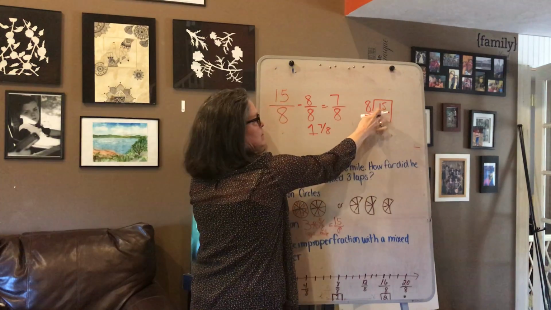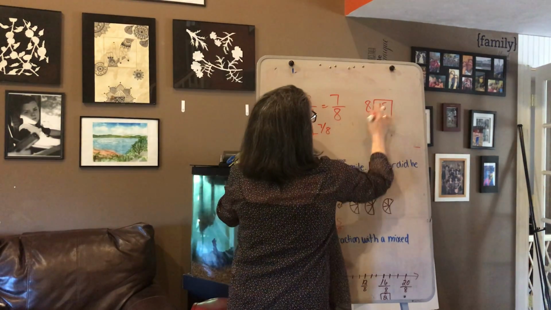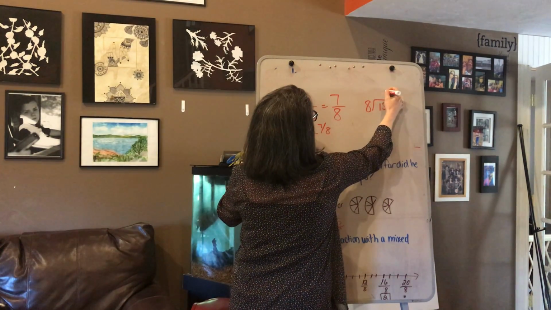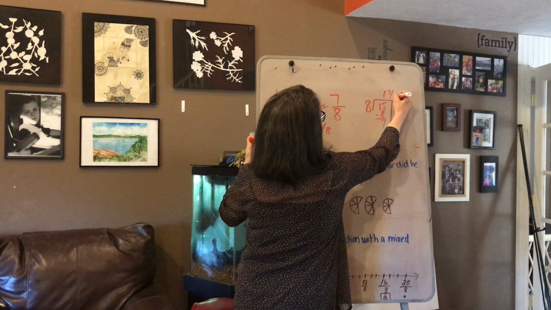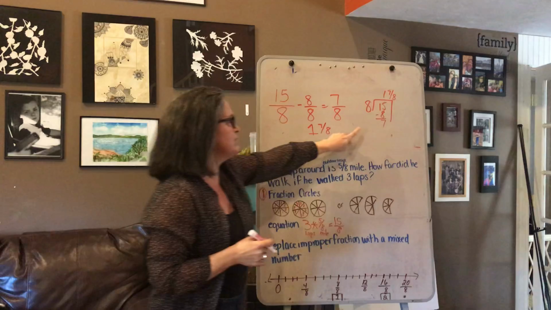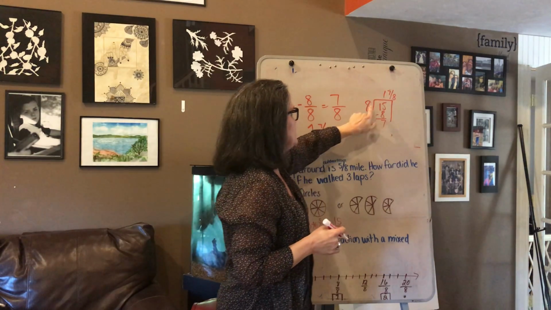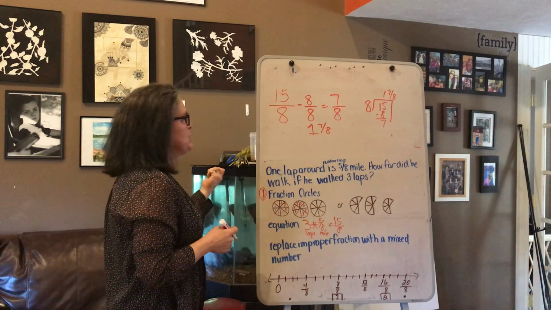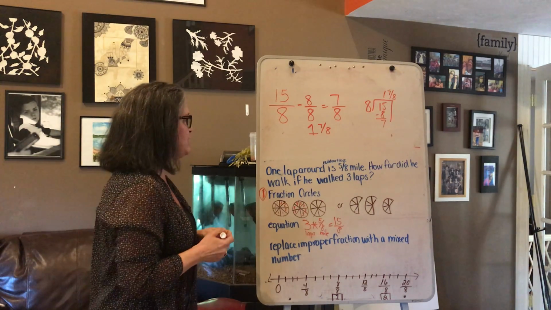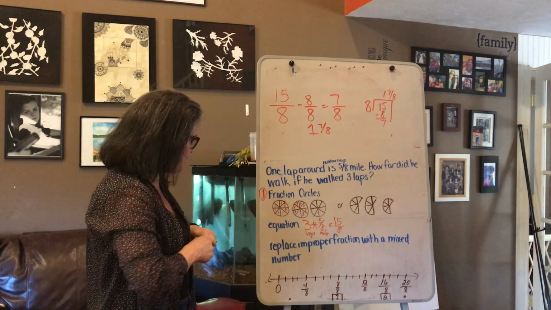Numerator, my divisor is 8. So 8 goes into 15 one time, with 7 left over. Right? Whatever our remainder is becomes the numerator. Your divisor becomes your denominator. Some people draw a picture. That's fine. Any way that you want to get there works for me.